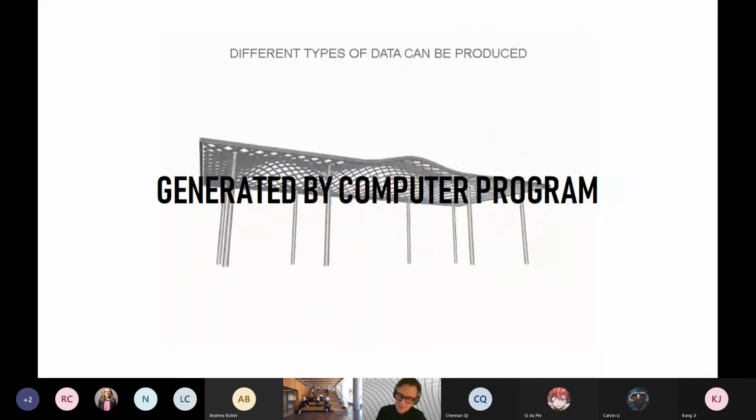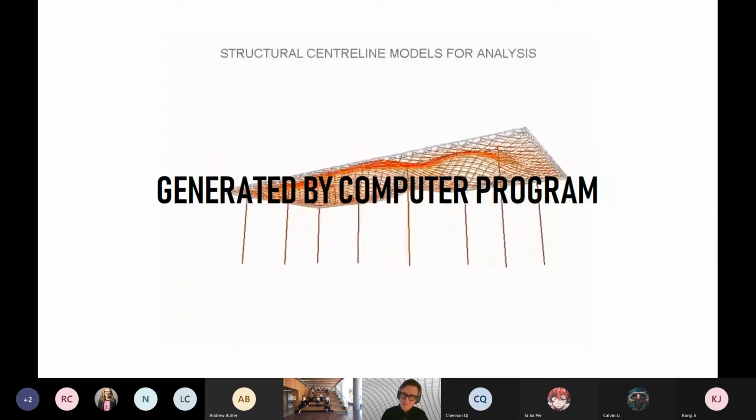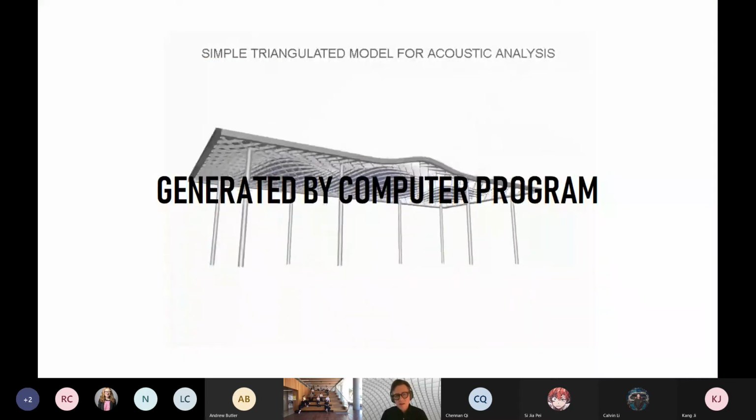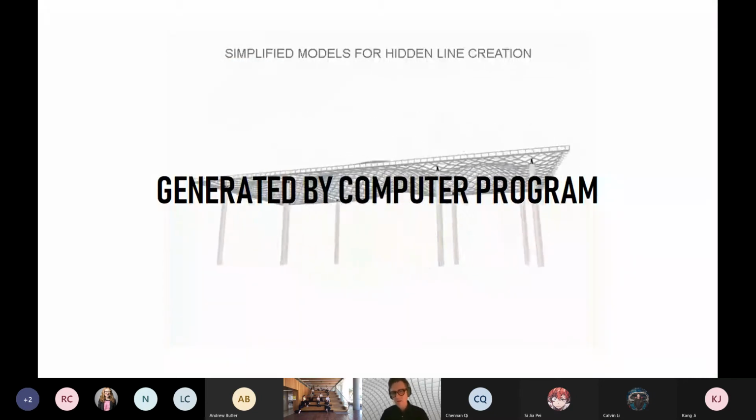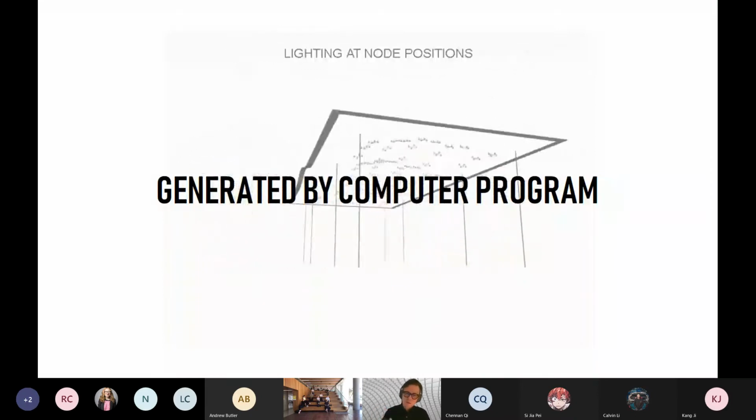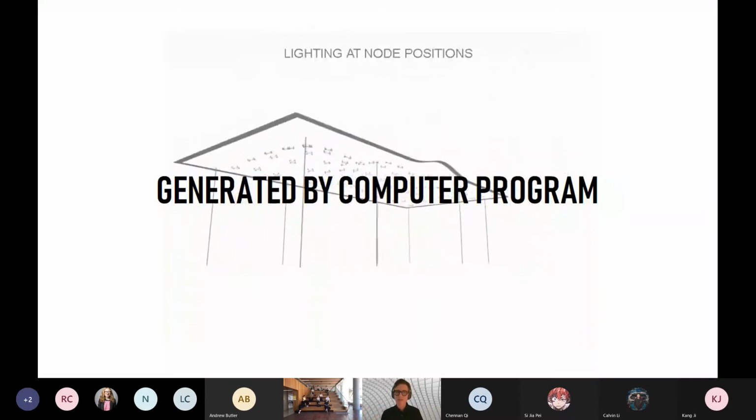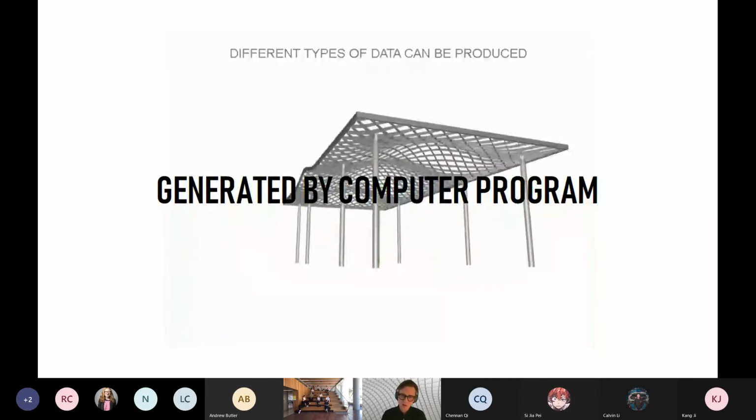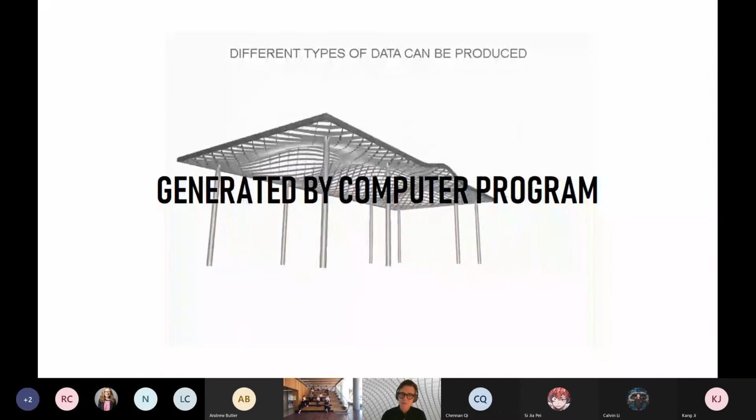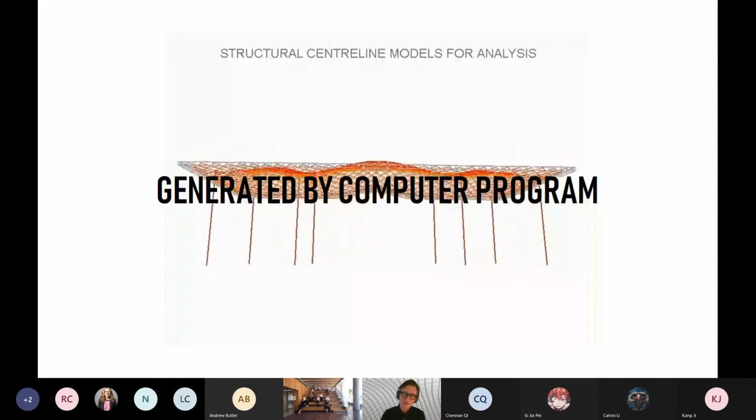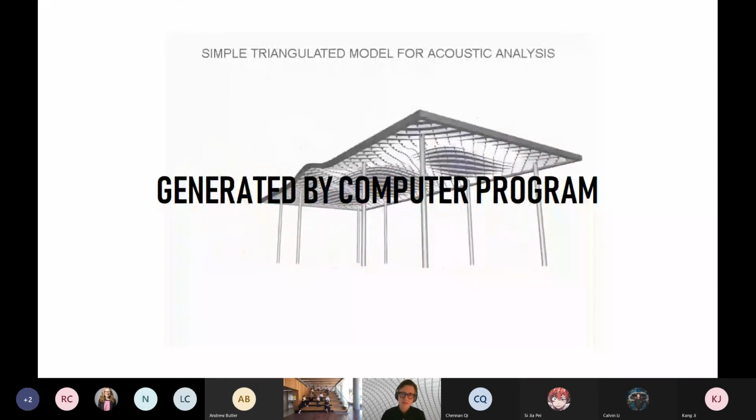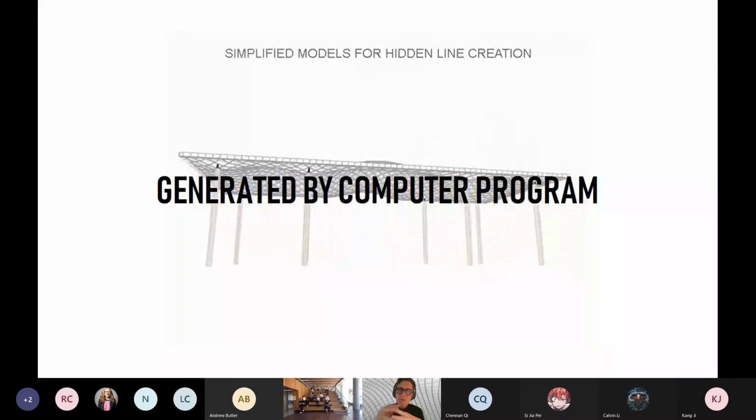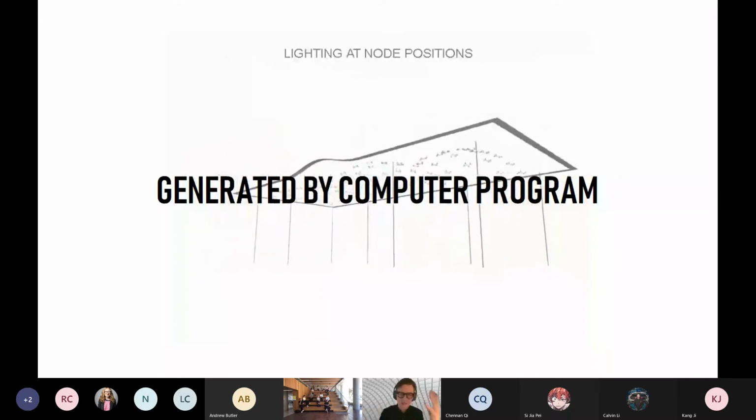However, where the real power is that we found was not so much in the formal variation that you could produce, but the different types of data that could come out of the parametric model. And so we were able to produce what we called all these different representations of the project. So we're producing models for structural analysis, models for fabrication, models for acoustic analysis, models for rendering, models for drawing extraction, models for lighting analysis, et cetera, et cetera. So this was a very important part of the design process that brought a lot of different ideas together.